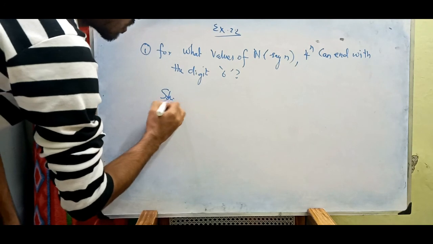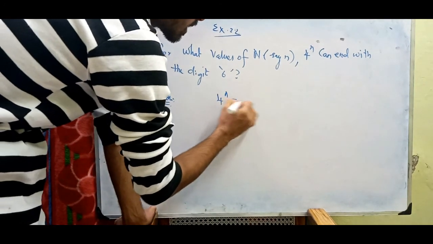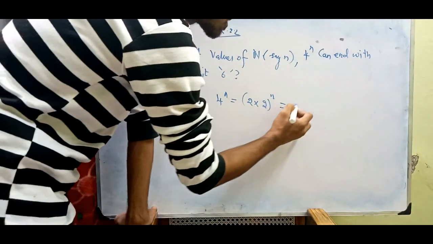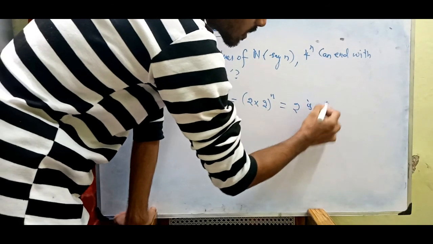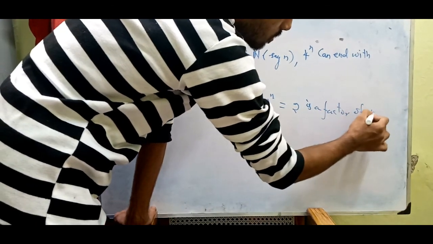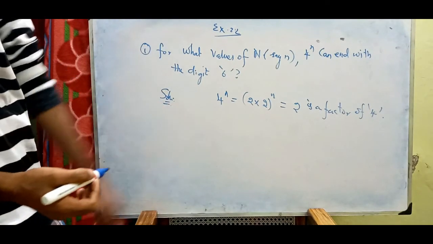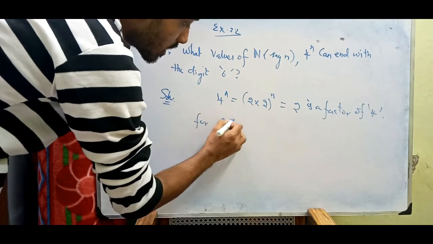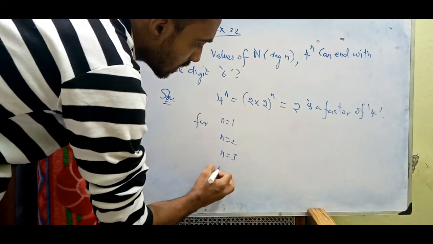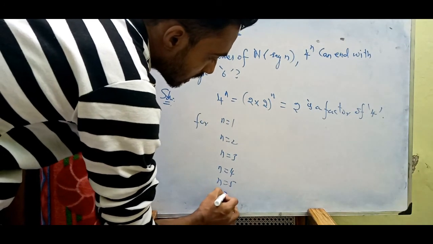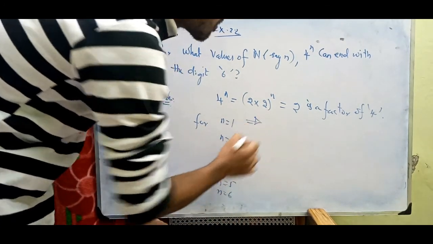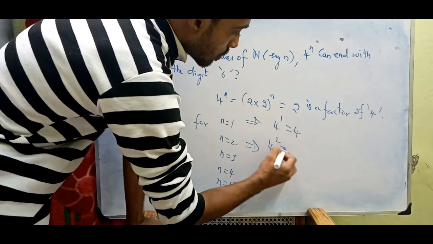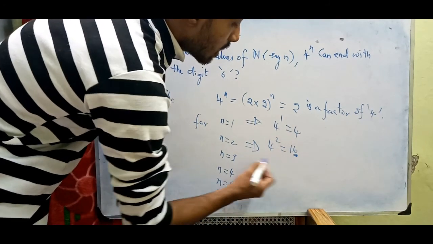And it is an easier one also. See, 4 power n can also be written as 2 power 2 times 2 power n. That means 2 is also a factor of 4. Let us check for n equal to 1, n equal to 2, n equal to 3, n equal to 4, n equal to 5 and n equal to 6. For n equal to 1, 4 power 1 is 4. For n equal to 2, 4 square is 16, ending with the 6.